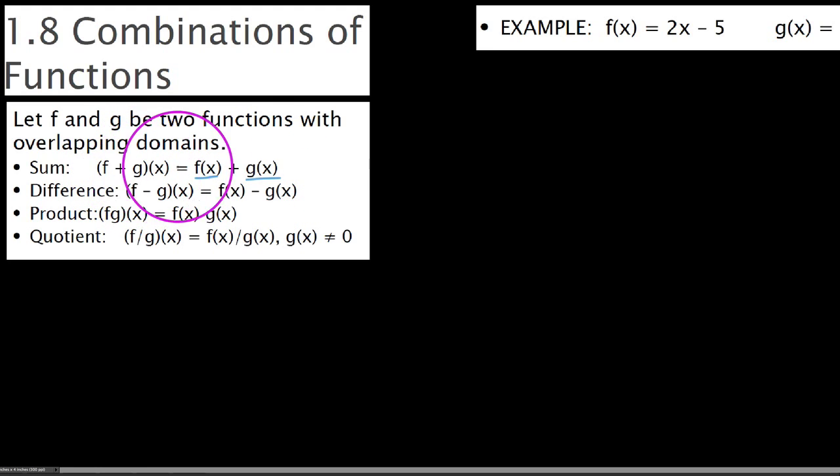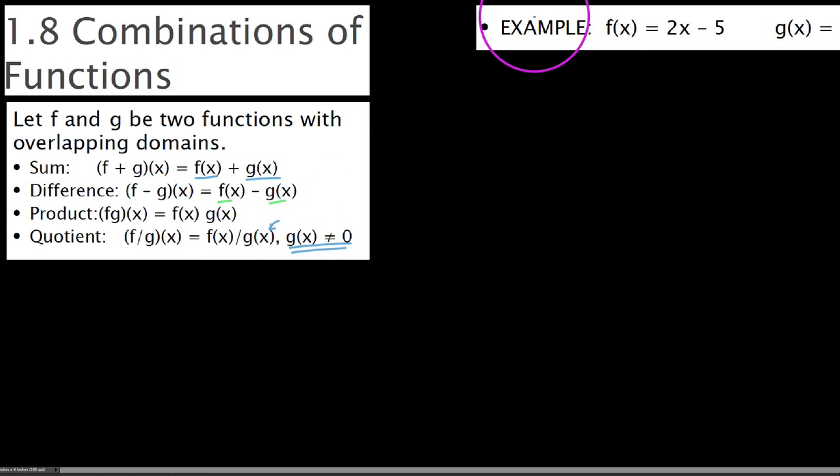So f plus g of x is really just the sum of the two functions. We would write the difference as f minus g of x, and that would be the same thing as just taking f of x minus g of x. fg of x would just be the product of these two functions, and then f over g of x would be f of x over g of x, given that we can't allow g of x to be 0 here because we don't want to get an undefined function.